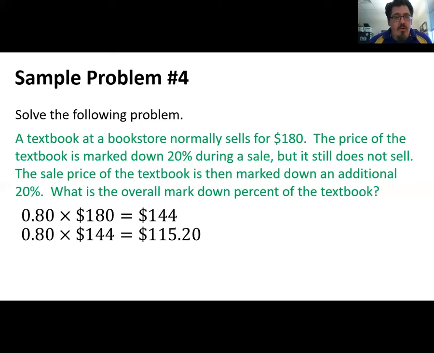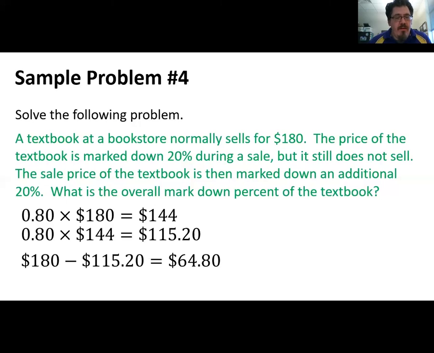Okay. Now, here's the deal. We have to make sure we answer the question. The question wants to know what was the percent markdown when all is said and done. So we got a little more work to do. First thing we got to do is figure out, number one, how much did they actually knock off the price? So if I take the original 180 and subtract off the final sale price, what they did is they decreased the price by $64.80. Okay?